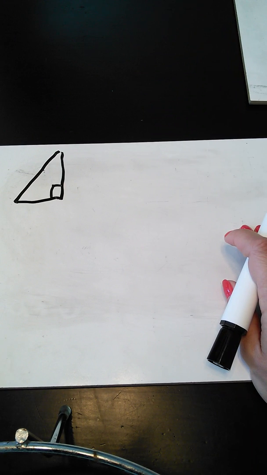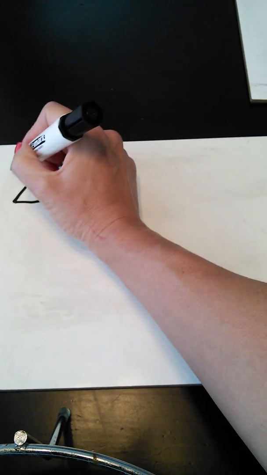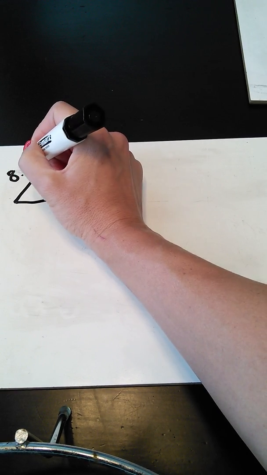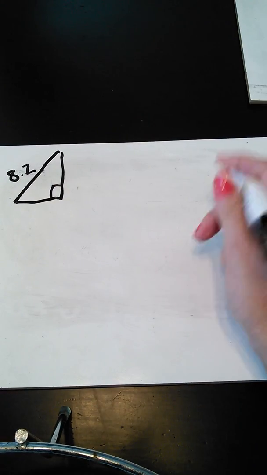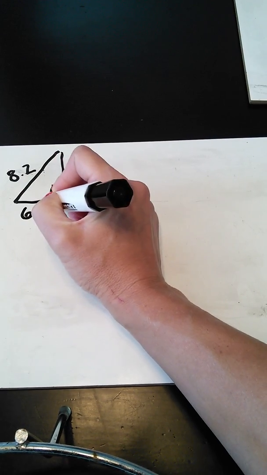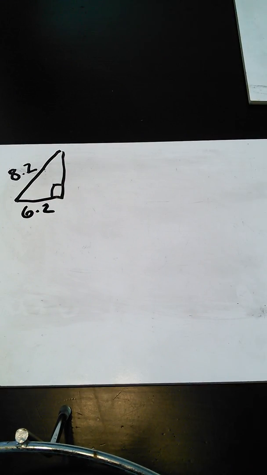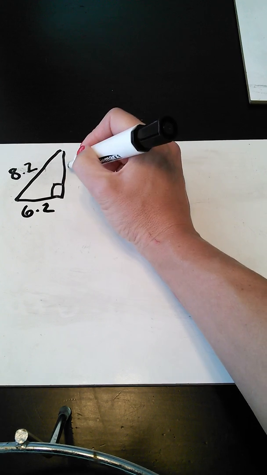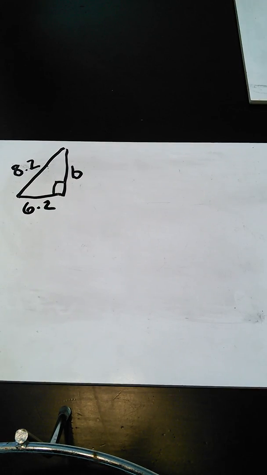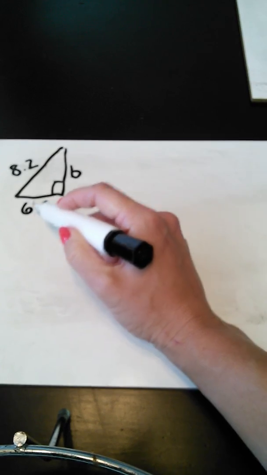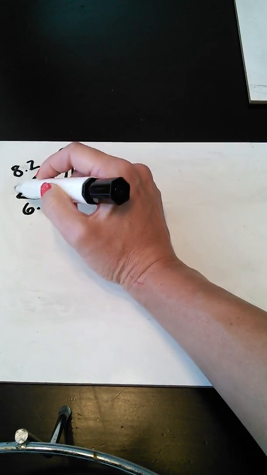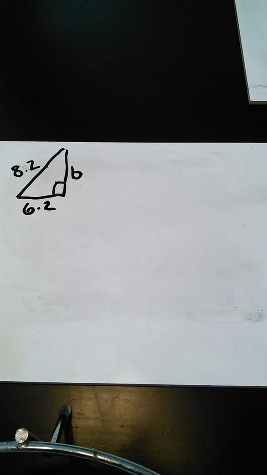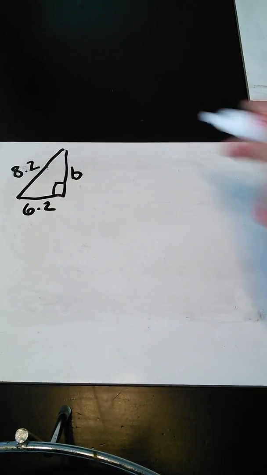But this time I am going to be giving you two knowns. So my known is my hypotenuse, which is 8.2, and I'm going to give you one of the side lengths adjacent to the right angle, which we'll call 6.2. So first of all, we're trying to find out what side length, let's call it B for bulky. So we have side length A and B, and we know that our C is our hypotenuse.